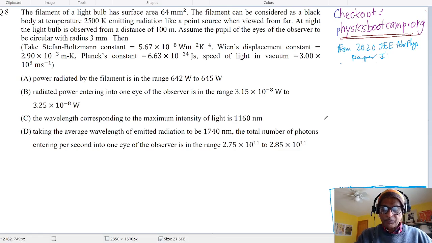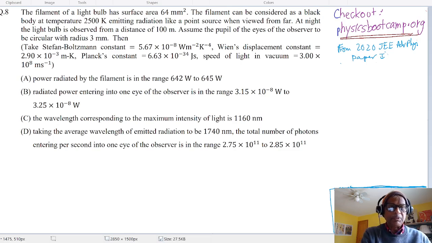Okay, so many of these tests, if you do the last 10 years of exam papers, could be good enough preparation in addition to your regular physics classes. Okay, so here there are a lot of formulas and concepts from the modern physics part of intro physics.